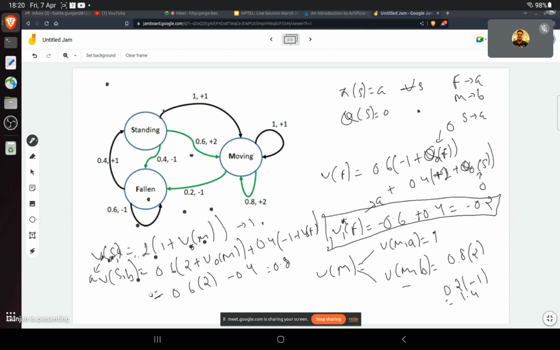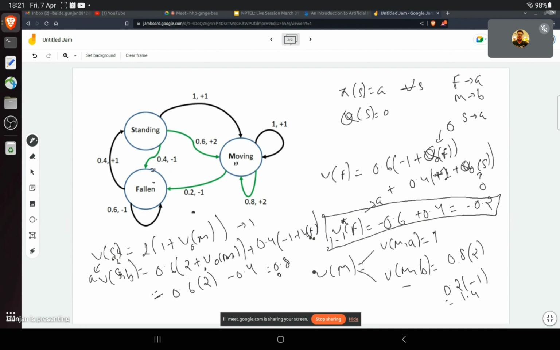And for V of s comma b, b has two options: with 0.6 you go to moving, and with 0.4 you go to fallen. So 0.6 times 2, which is the reward of going to moving, plus V0 of m, plus 0.4 times minus 1 plus V0 of f. V0 of f was 0 and V0 of m was 0, so we got 0.8. So the optimal action at the state standing is a, right?